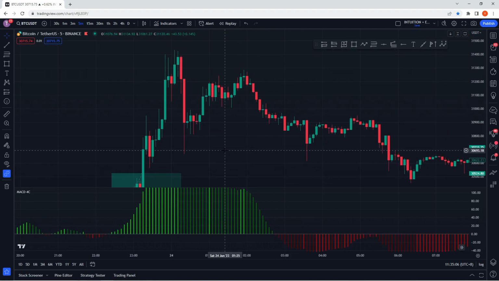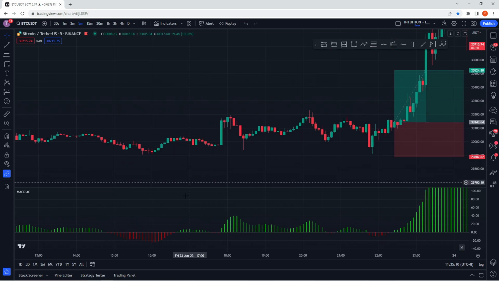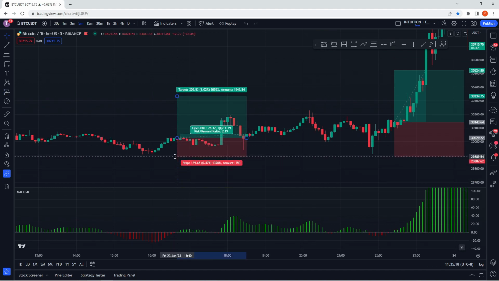Same thing, you can see that from right here, we have the red changing to bright green. From here, you will take a position based on that. Stop loss right below the recent swing low, and a 1.5:1.